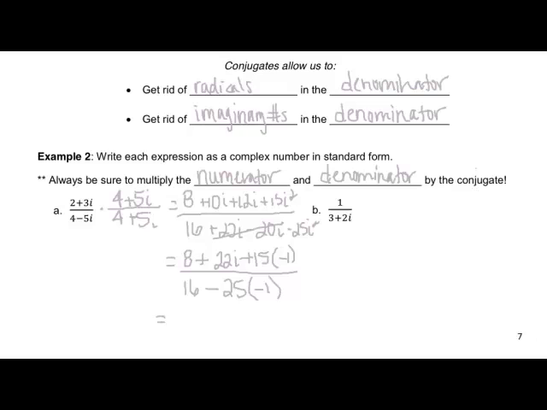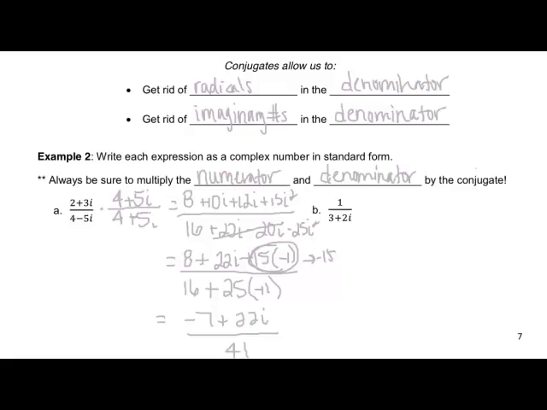So there's a little bit more simplifying we can do. In the numerator we have 8 plus 15 times negative 1. We know that 15 times negative 1 is a negative 15. So 8 and negative 15 is negative 7 plus 22i. And in the denominator we have negative 1 times a negative 25. So this is actually plus, so 16 plus 25, which is 41.